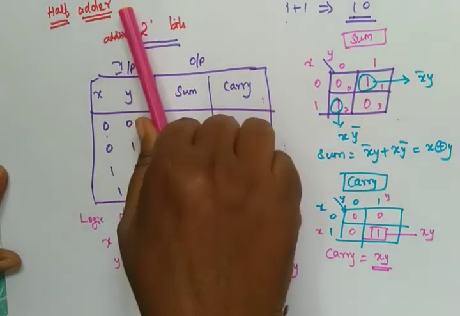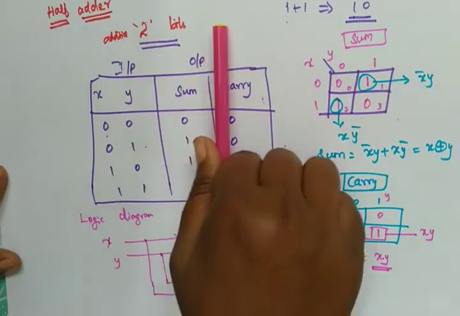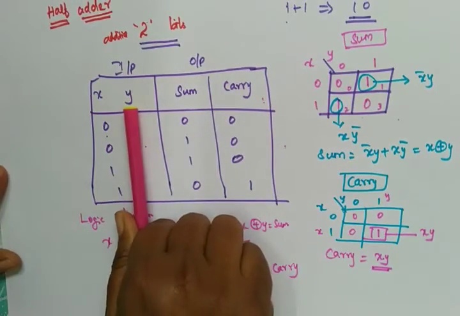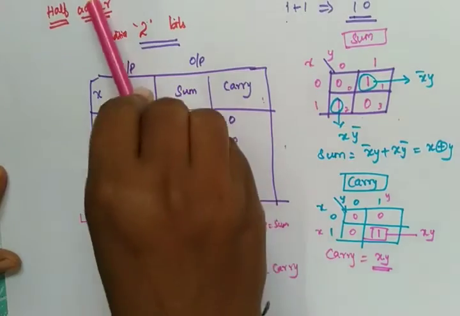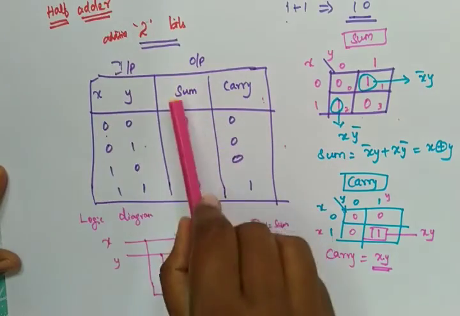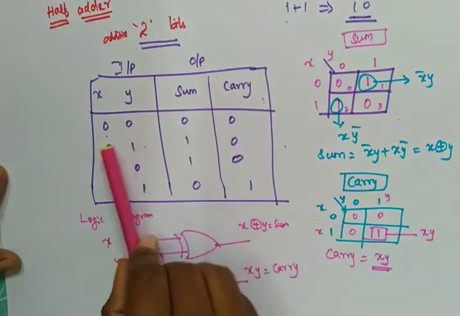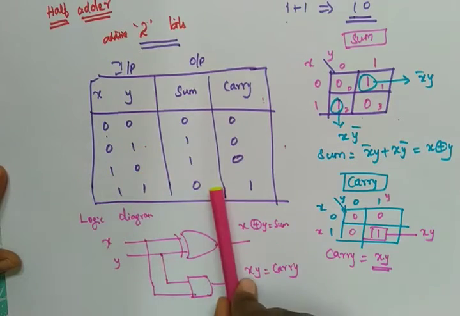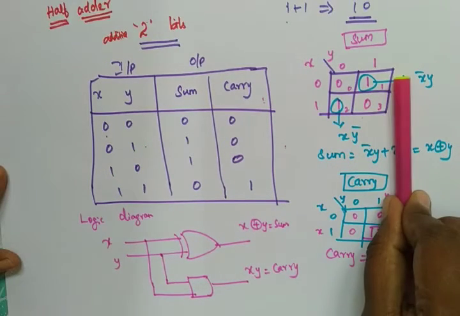So what is a half adder? It performs addition of 2 bits. What are the 2 bits? x, y. If these are the inputs, what will be the output for a half adder? Every time, addition will have sum and carry. So 0 plus 0, 0 plus 1, 1 plus 0, 1 plus 1. After this, solve by using K-map.